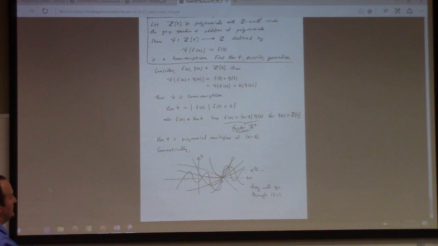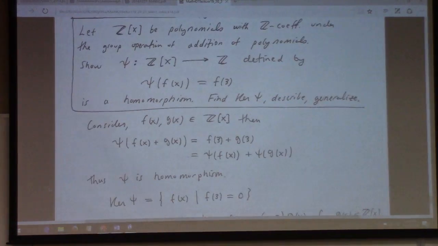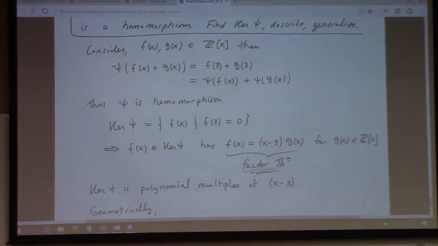Now, psi is, what's the kernel? Well, that's f of x such that f of 3 is 0. By the factor theorem from high school algebra, if you have a polynomial with 3 being a root, that means you can factor out x minus 3. So one way you could look at this is the kernel of psi is polynomial multiples of x minus 3.